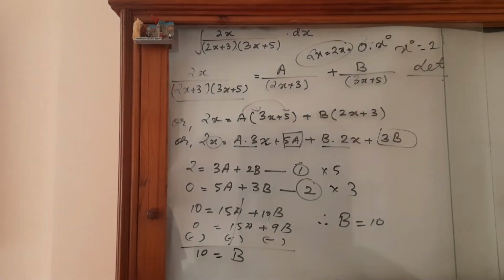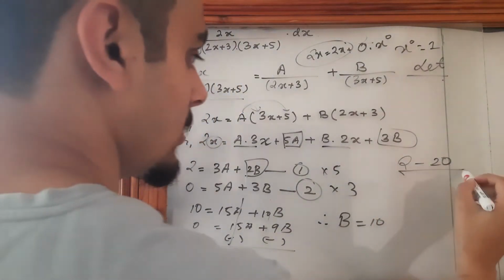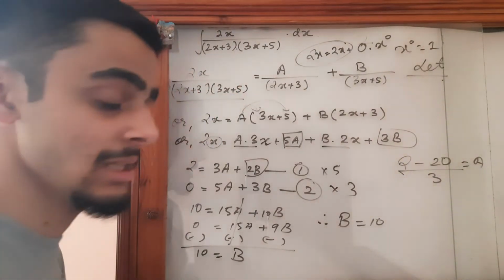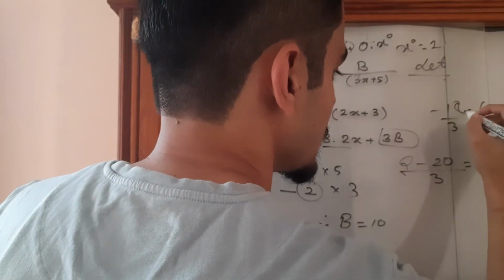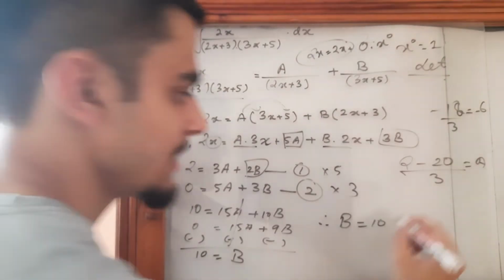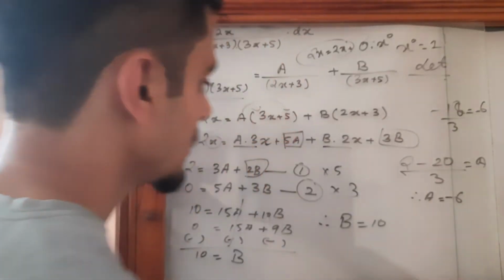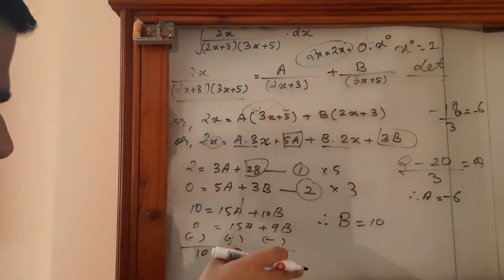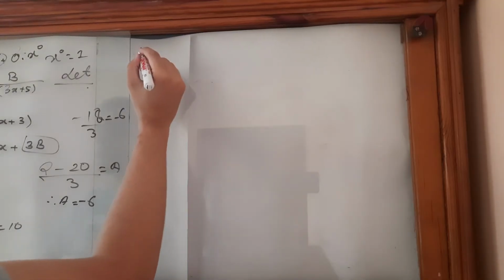Let's replace the value of b in the first equation. So we'll get 2 minus 20, upon 3, is equal to a. 2 minus 20 would be minus 18. Minus 18 upon 3 would be minus 6. So therefore a is equal to minus 6. Now shall we move to the other side? Everything's right over here, so let's go over there.